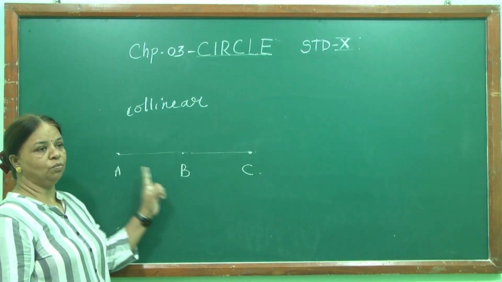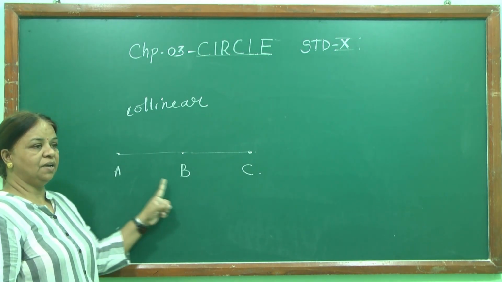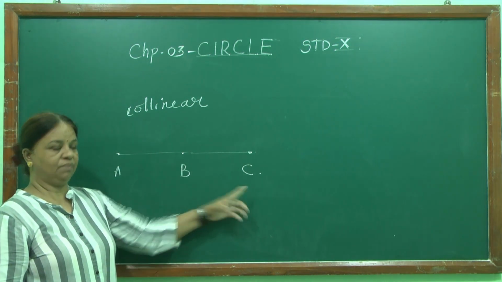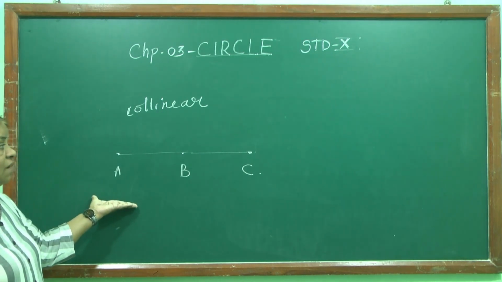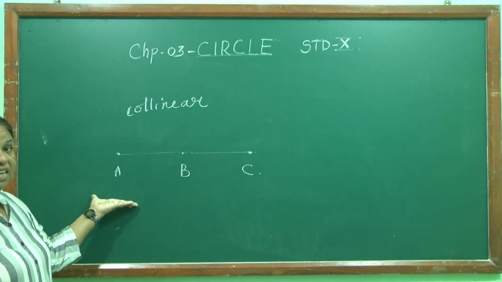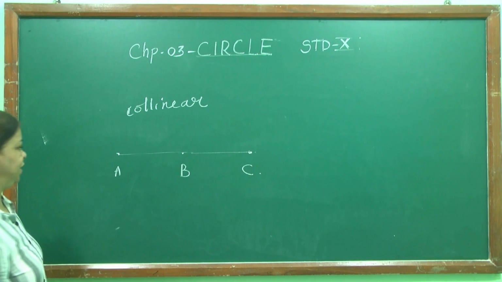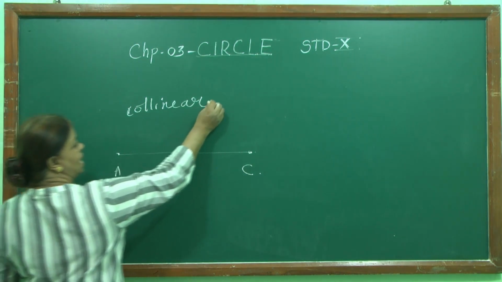Now you can see on the board there are 3 points, point A, B and C. Now how many circles can pass through these three collinear points? Collinear means they lie in one line.